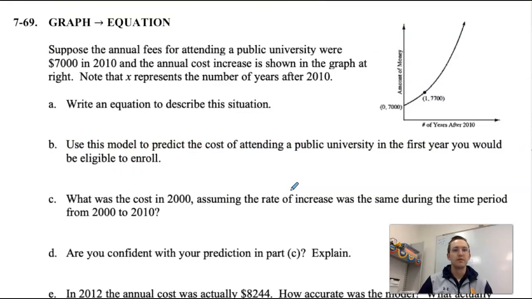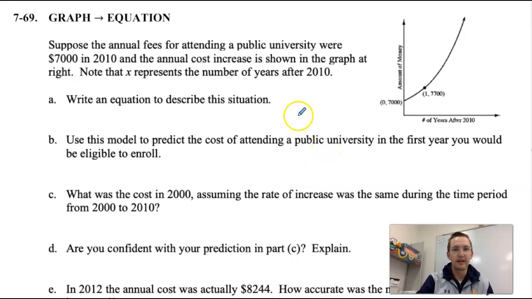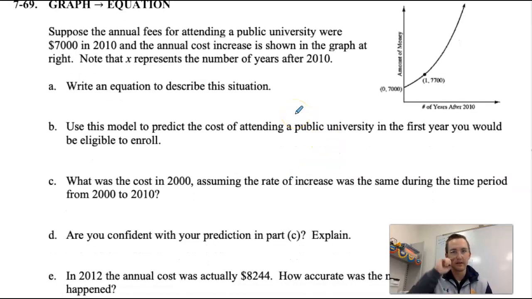We're going to talk about some fees for attending public university. So let's see here. In 2010, it cost $7,000 to go to college, and the annual cost increase is shown in the graph at the right. So note that X is the number of years and Y is the amount of money it costs. This is just like we did yesterday. So first thing we want to do is write an equation to describe this situation.